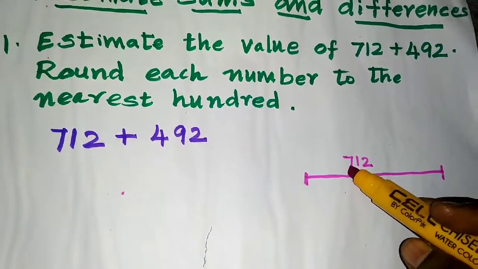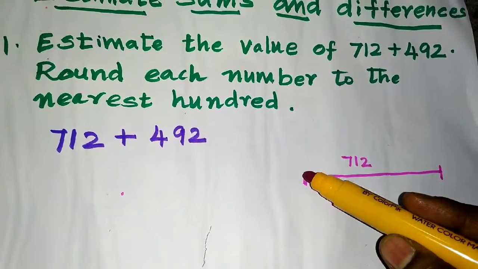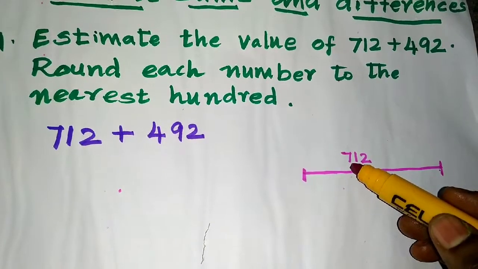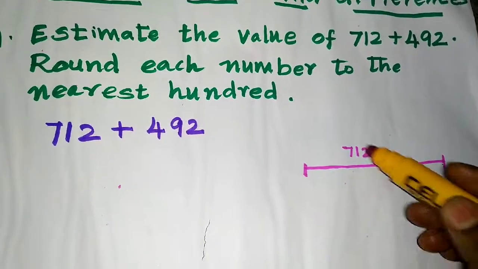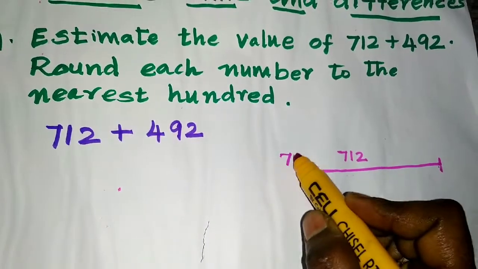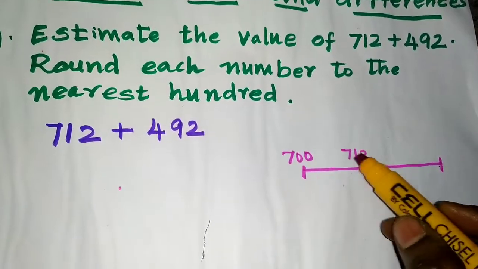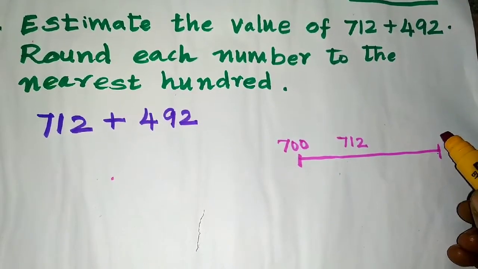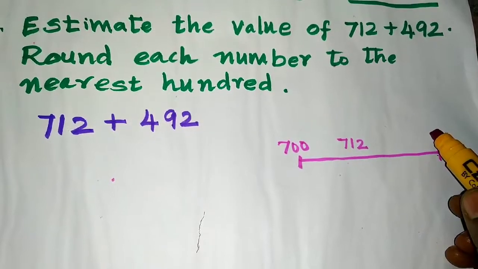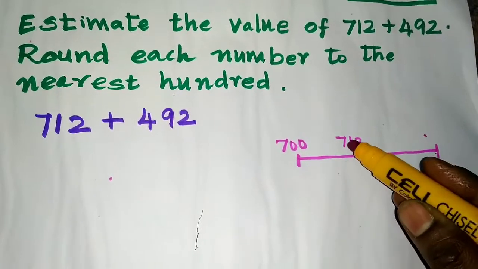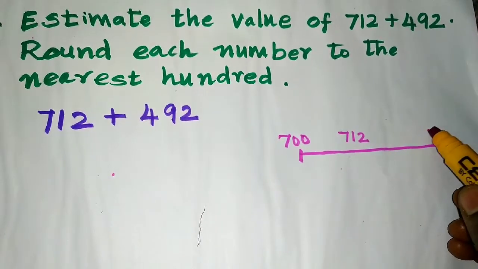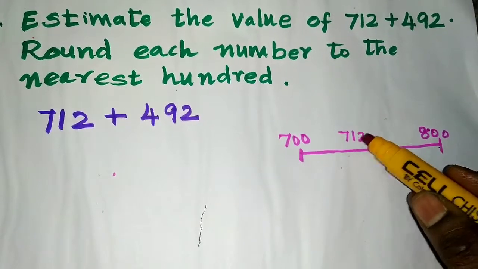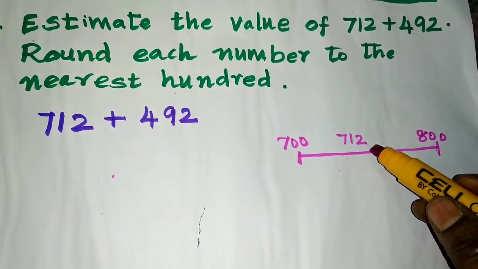In ones place and tens place, we have the value 12. So leave the 12 and write 0 instead in the ones and tens places. So you will get the before value as 700. That is the round off value. Then for after 712, again leave ones and tens place and make it 0. Then add one more value in the hundreds place to the 7. So what will you get? 7 plus 1, 8. So 800. These two are the nearest 100 values for 712.